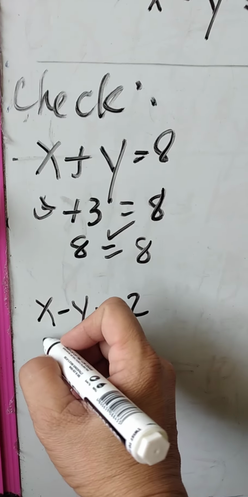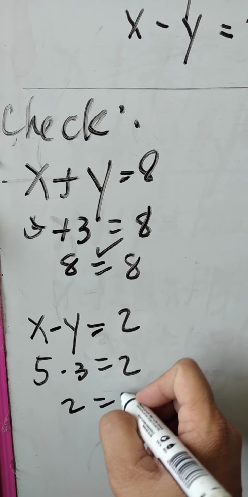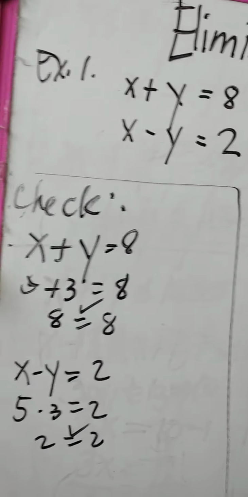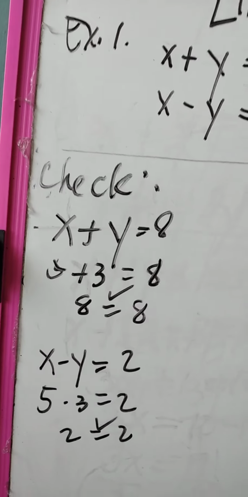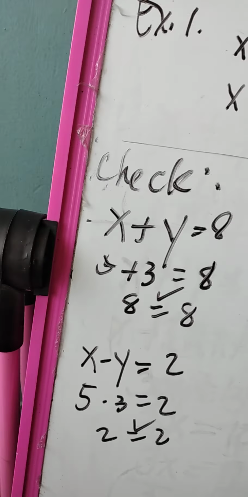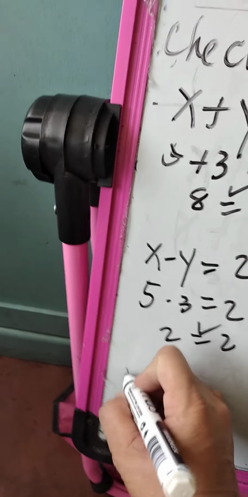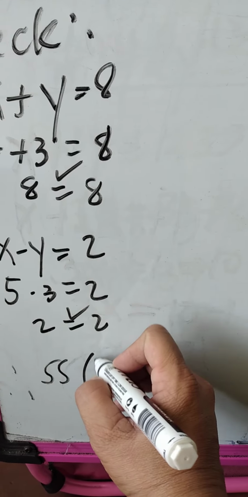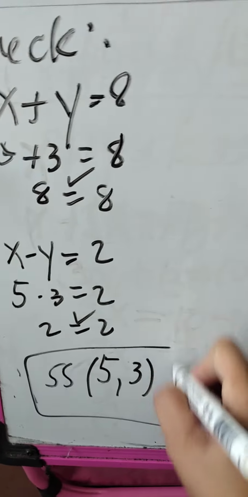Next, copy the second equation and then substitute the values. So 2 equals 2. Wow! So we got two true equations, which tell us that these two values of x and y are indeed the solution to our equations. So 5 first and then 3.